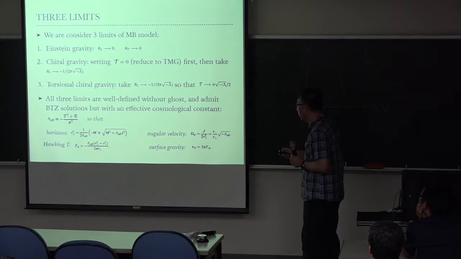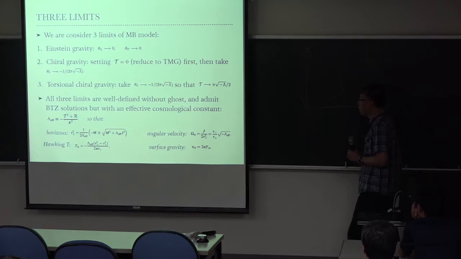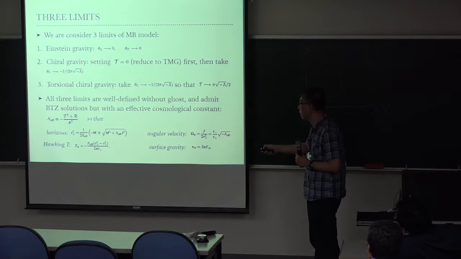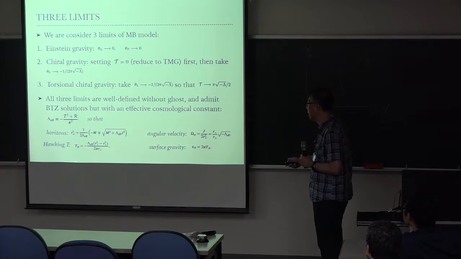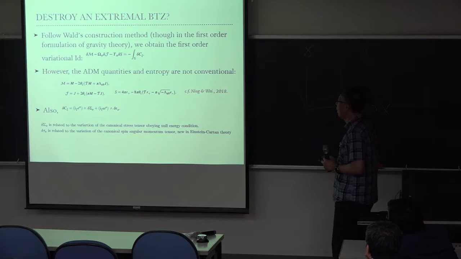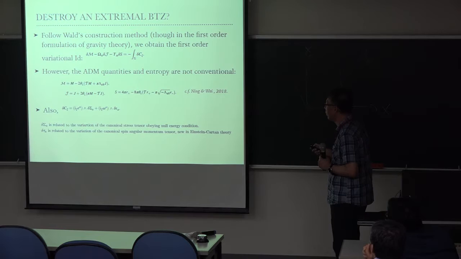In this case, we find that we can solve for the BTZ solution. However, this BTZ solution is interesting because it's not in terms of the original cosmological constant. Actually, it's in terms of an effective cosmological constant, T squared plus R divided by pi squared. Then you can calculate the horizon, Hawking temperature, angular velocity, and surface gravity in terms of this new cosmological constant. And then we can simply follow Wald's way to construct the energy variation identity. So you find that we get a similar thing.